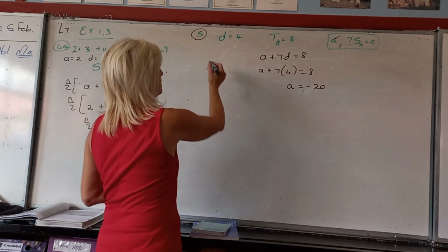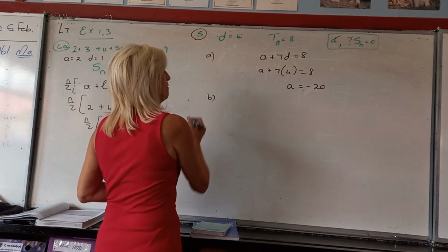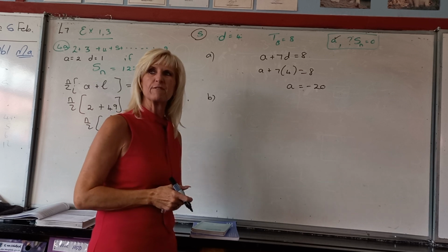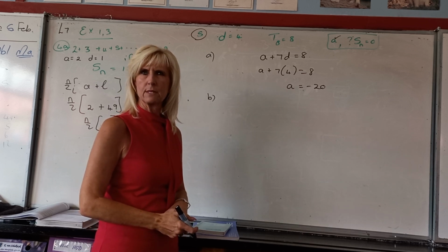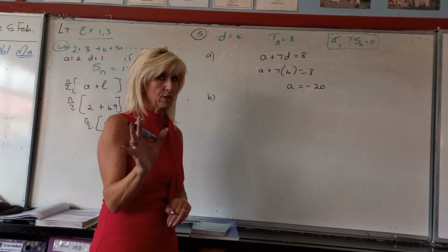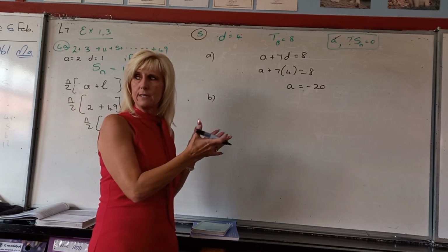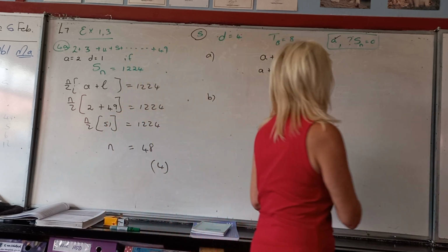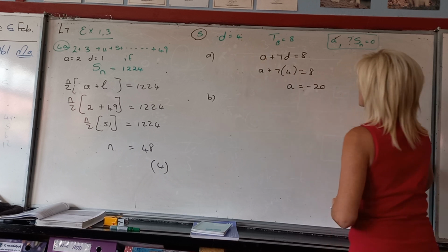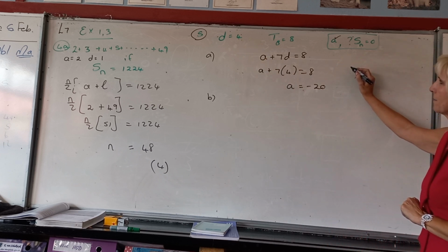The second part of this question though was, find the number of terms for which this sequence will have a sum of 0. The sum of 0. Can that even possibly be true? Now they never said so. But could you go and write down the sequence now? Once you know what a is, and you knew what d was from the start. What does the sequence look like?